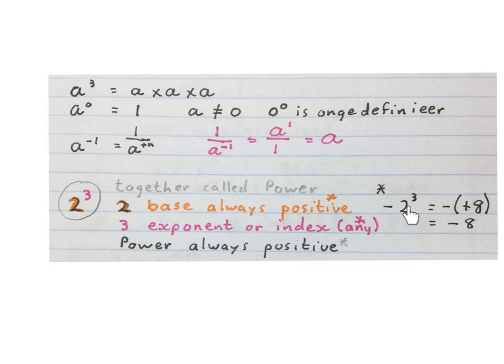If you have a minus 2 to the power of 3, the answer is minus 8. Like we said, the power itself is always positive, and this minus is loose of the power. Therefore, the answer is minus 8. Except for the other things that you must also remember.